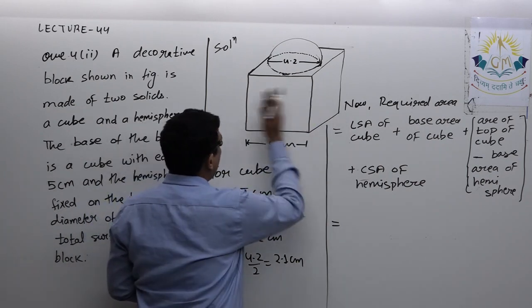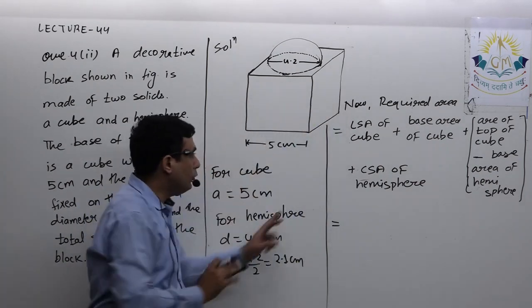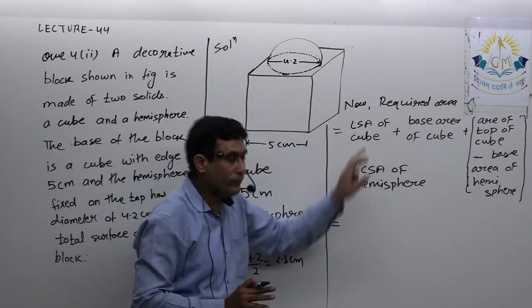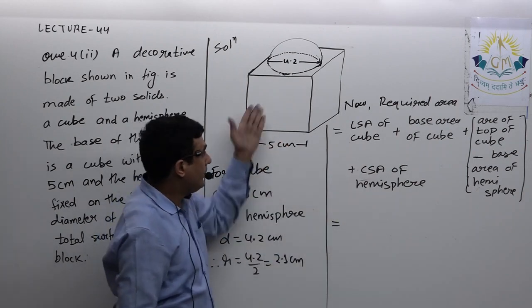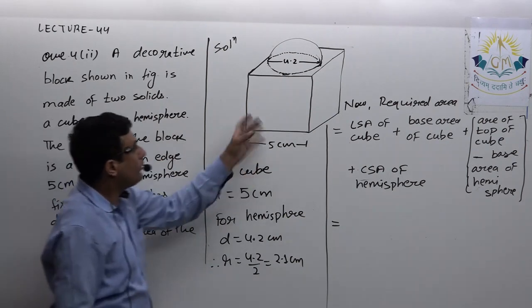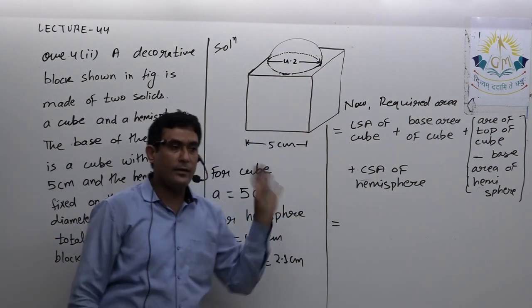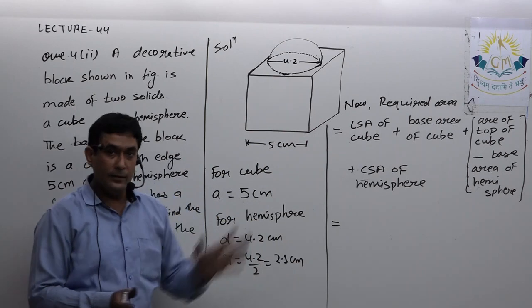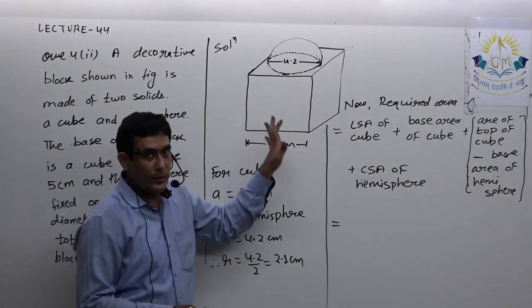So we can paint on all four walls of this cube, so I took the lateral surface area of the cube. Then I can also paint. See, this is a block. This is a decorative block. Suppose instead of a decorative block, they are saying that there is a pillar in this shape.